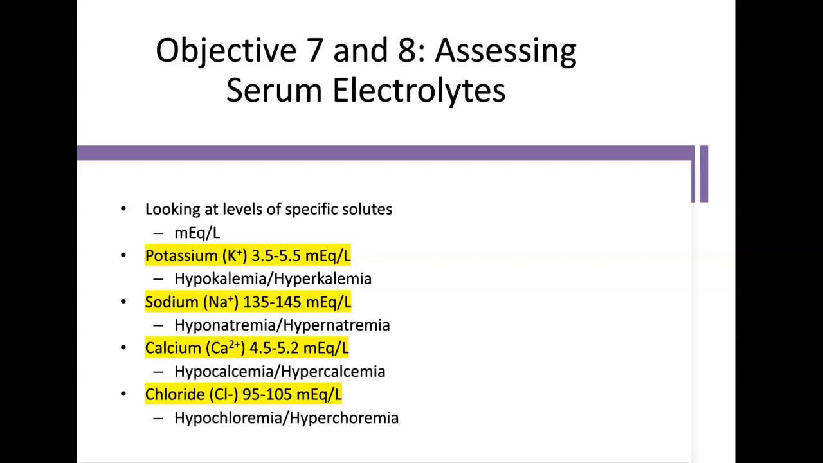We need to make sure our potassium levels are within that normal range. Sodium levels range from 135 to 145. And hyponatremia is abnormally low sodium. Hypernatremia is elevated sodium. And because we're talking about extracellular ions, abnormal levels of sodium most significantly influence the movement of water across the cell membrane. So this is going to determine whether or not water is rushing into the cell or water is rushing out of the cell.